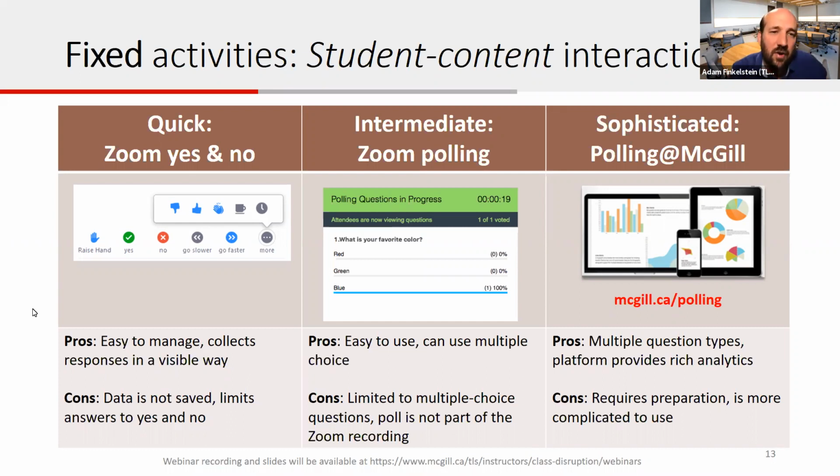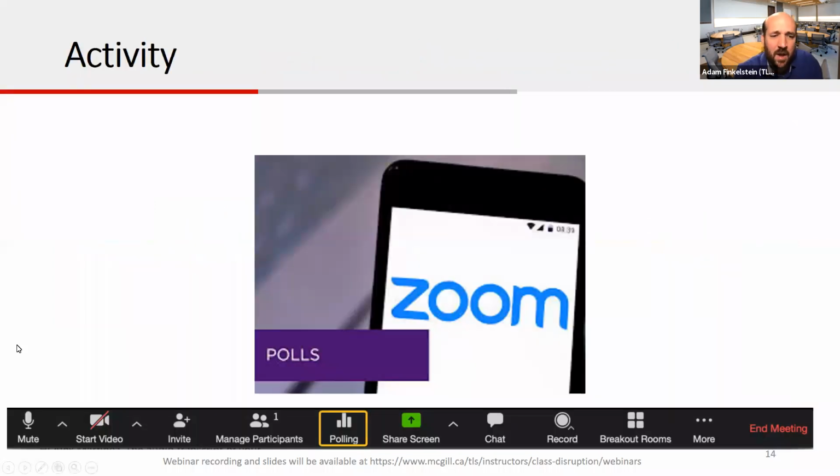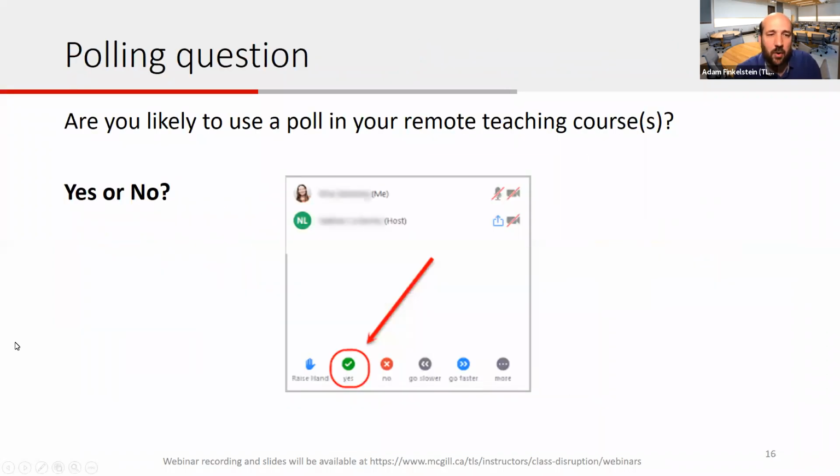So next we're going to try a quick little activity, and we've done a little bit of that before. But what we're going to do is a little bit of polling, and I want to say, how likely are you to use a poll in your upcoming teaching? So just click the green checkbox if it's likely, red X if it's not likely, and let's just see who's going to respond. So great. So a lot of people are planning to use polling.